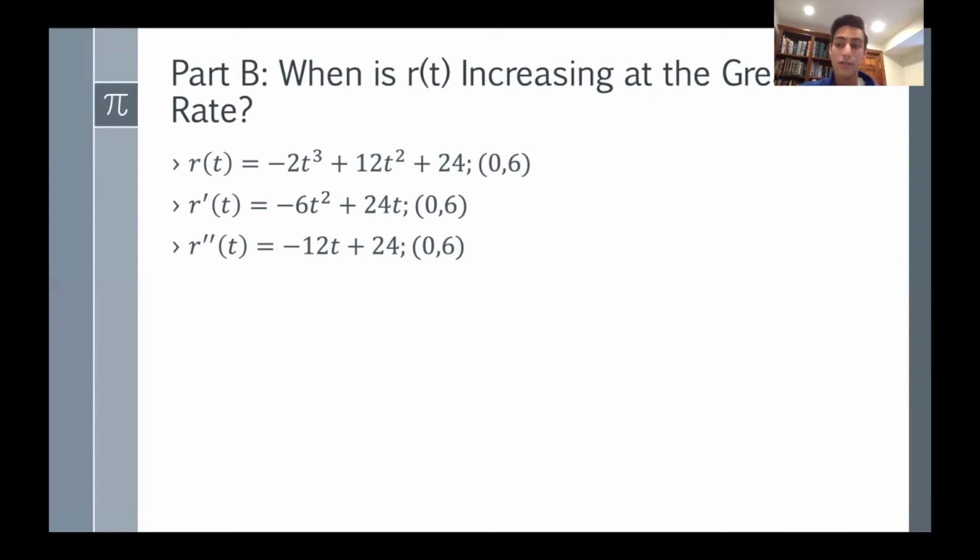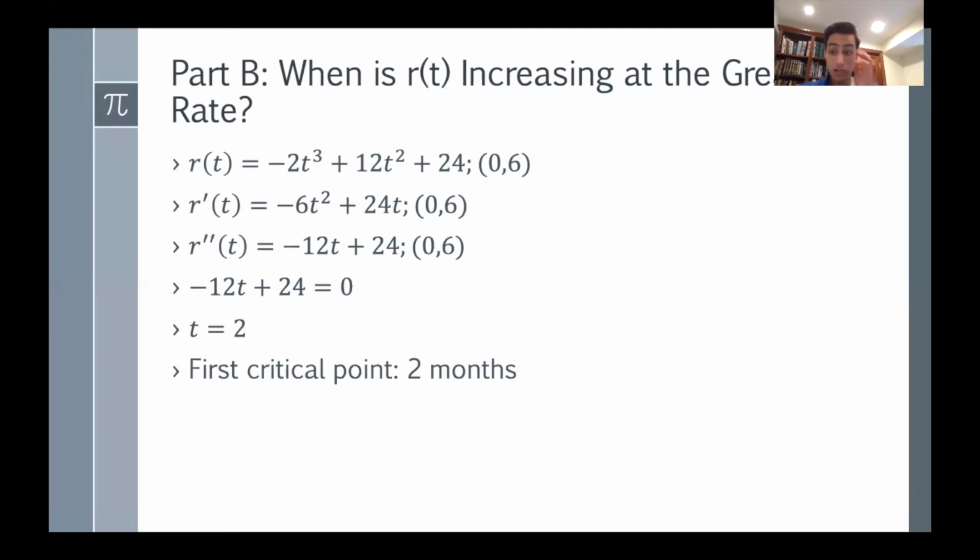Now we're going to set the second derivative equal to 0. And this one's pretty easy. You can see that t is equal to 2. So our first critical point is going to be at 2 months. Now we're going to move on to the next part.